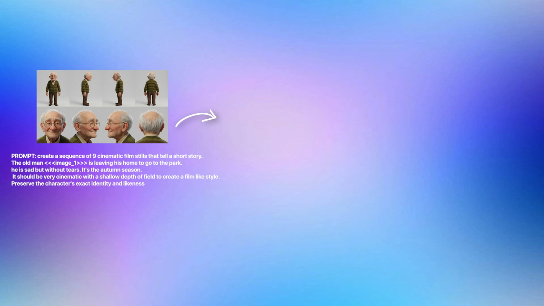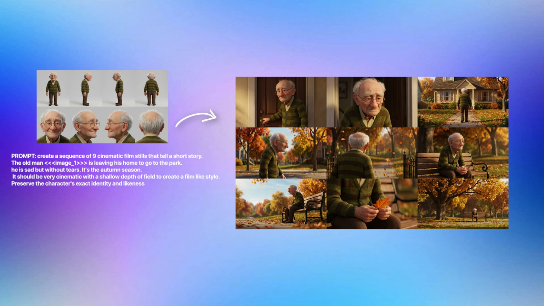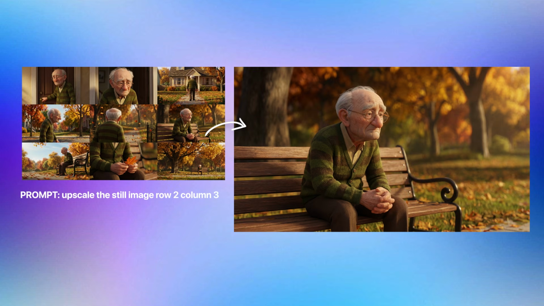So for each scene, I'm going to describe exactly what I want in terms of story using this prompt. And Nano Banana Pro is going to create 9 different still images showing my story. And then it's simple. You just have to upscale the frame that you like using this prompt.